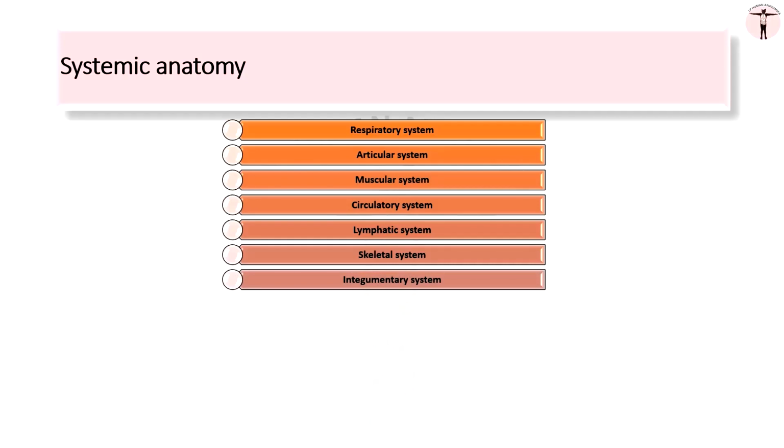Integumentary system or dermatology consists of the skin with its various appendages like sweat gland, sebaceous gland, and the nail. Skin is the outermost protective and sensitive covering of the body.